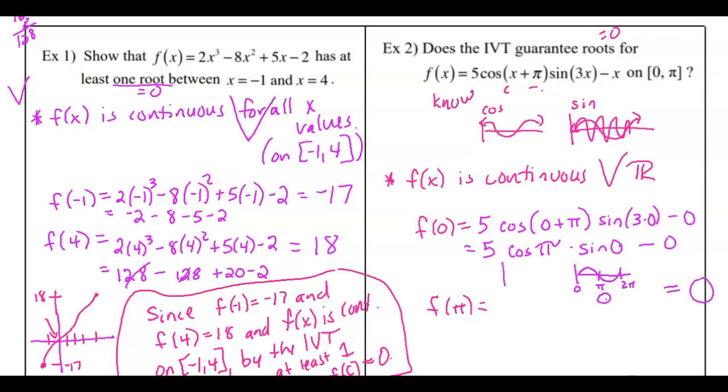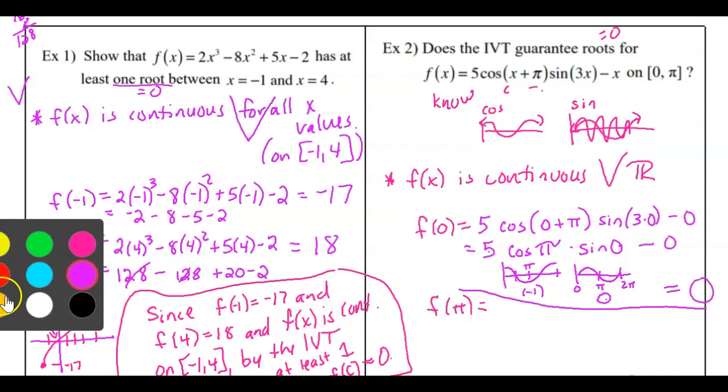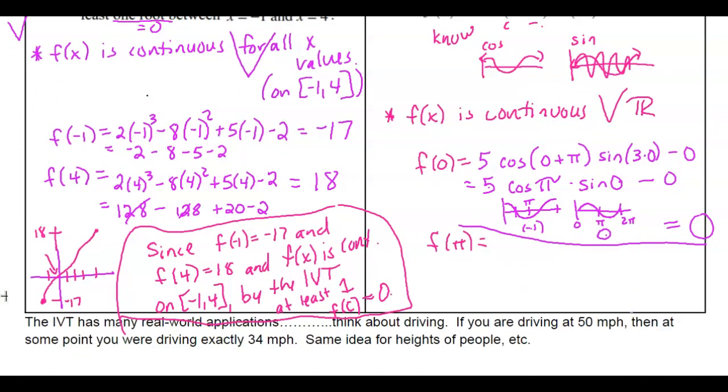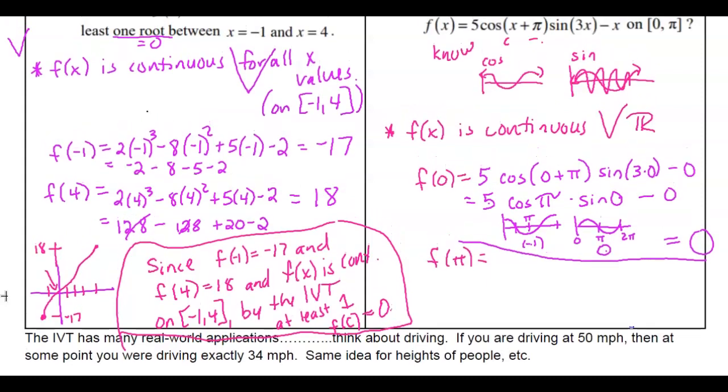Okay, but let's review cosine, just in case that one wasn't 0. So cosine, that's pi over 2, this is pi. So the cosine of pi is -1. So we'd have 5 times -1 times 0, which is still 0 minus 0. Now let's plug in pi. So I'm going to change colors. So if we plug in pi, there we go.